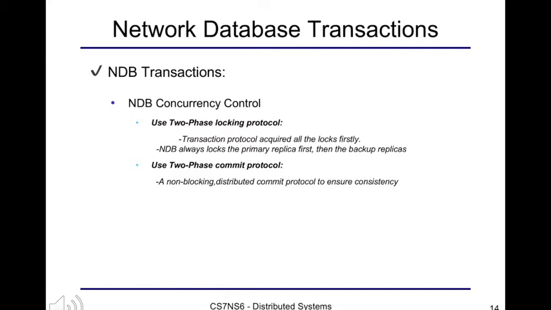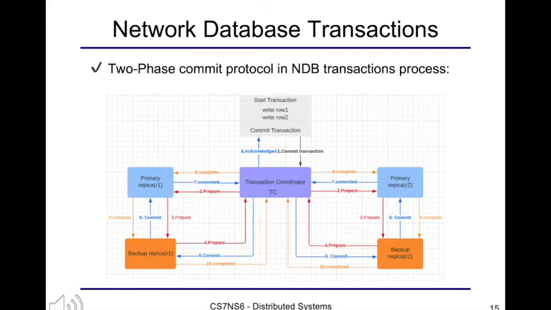NDB also implements a non-blocking distributed commit protocol that uses the two-phase commit protocol across rows, while using a linear two-phase commit protocol for each row. A two-phase commit protocol is used to commit a transaction that writes rows to two different partitions. First, the transaction coordinator sends the prepare message to the primary replica, which propagates it to the backup replicas until it reaches the last backup replica, which sends the prepare message to the transaction coordinator.